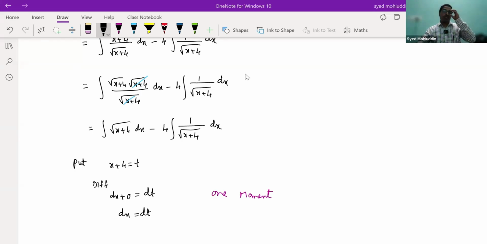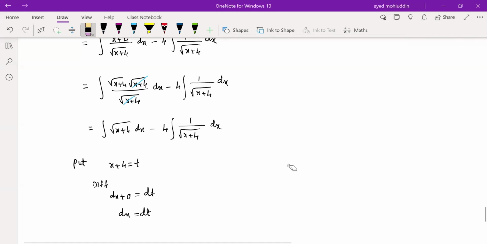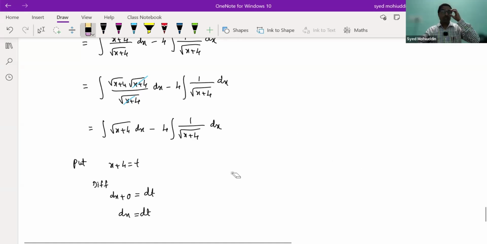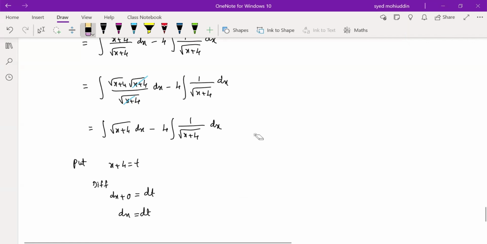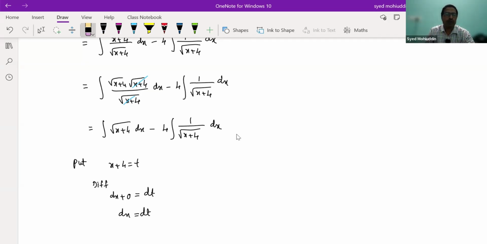Yes, what was your question? Sir, shouldn't we take a different value for t? Because if you're getting dx equal to dt, that's some issue, right? You take a different value where? Instead of t, you want some other value.